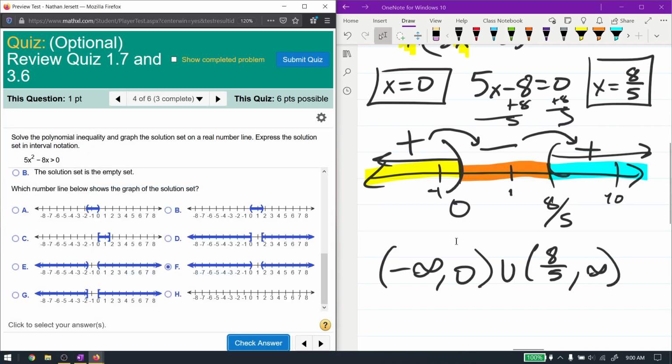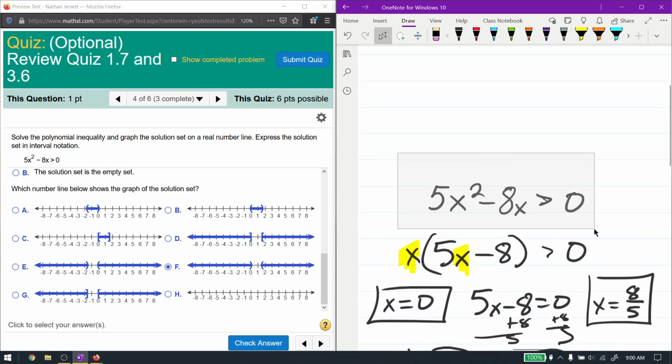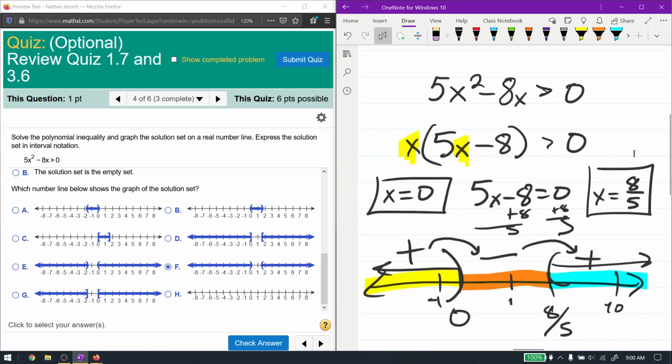Definitely double check the greater than, less than, all those things, because that's very easy to just, like I just did here, make an error with that. All right.